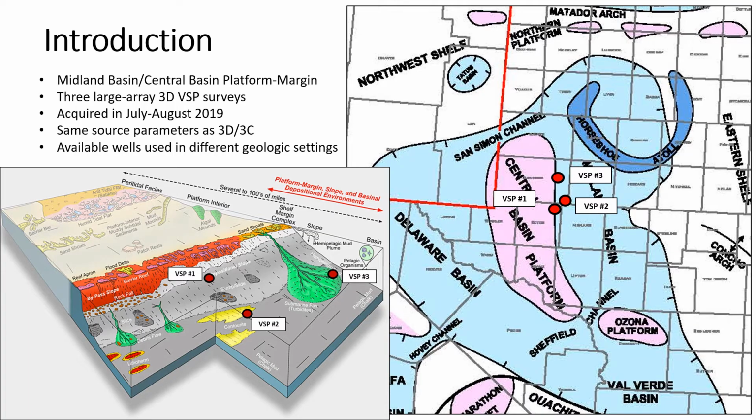Let's start with a brief introduction to the area and the underlying geology. The massive 3-component 3D survey sits in the western portion of the Midland Basin and onto the Central Basin platform. Within the boundary of this survey, we were able to access 3 wells at which we acquired 3 3D VSP surveys. These locations are shown here as red circles. As you can see in the cartoon on the left, the 3 VSPs were located in 3 different geological settings.